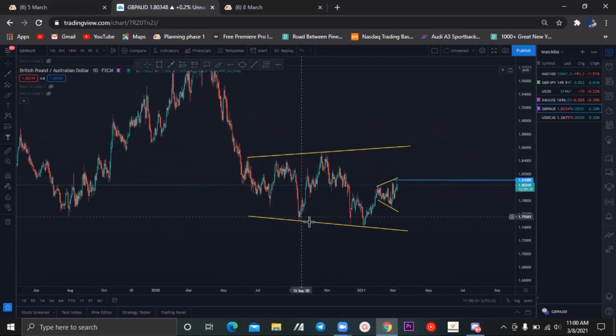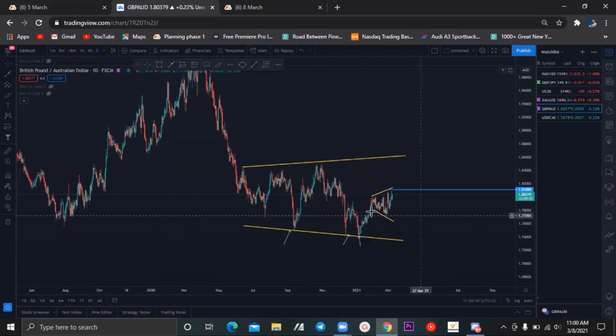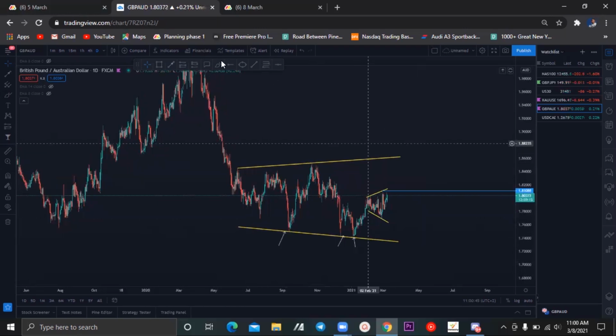So in between here, on the downside, you can clearly see as well that we have first touch, second touch, and a third touch here. Let me just grab this. This is our first touch. This is our second touch. And this is our third touch. So we can clearly see now on pound AUD that we have first, second, and third touch. But on the other side, we have first and second. So market has more potential to continue pushing all the way to the upside.